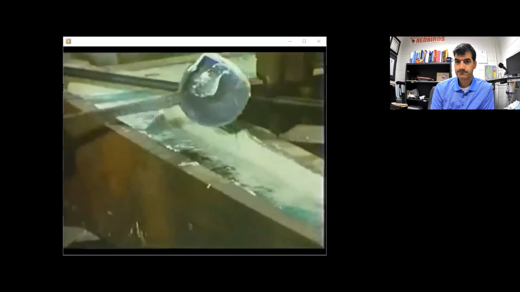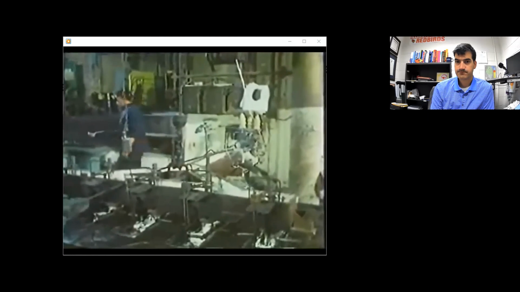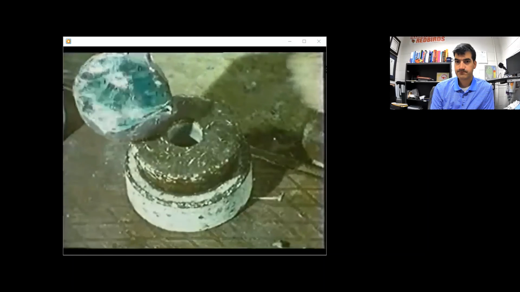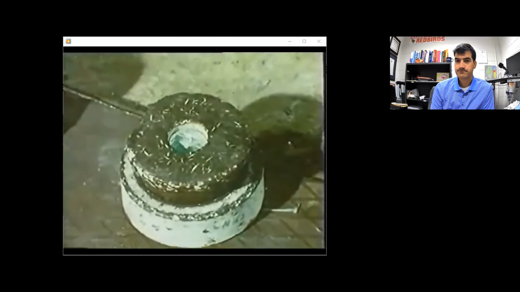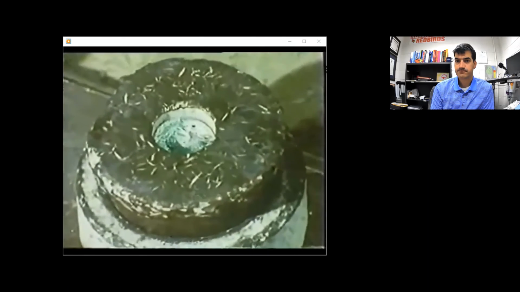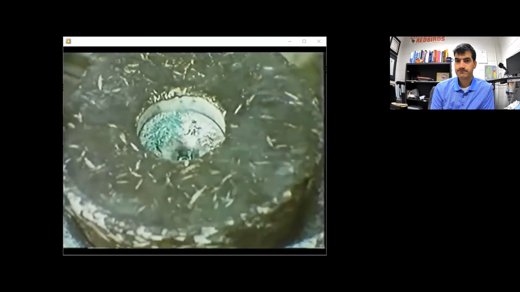From time to time, a small sample of the molten aluminium is taken for analysis. The metal is poured into a mold and left to solidify. Now we can see what happens as the aluminium solidifies in a special film.